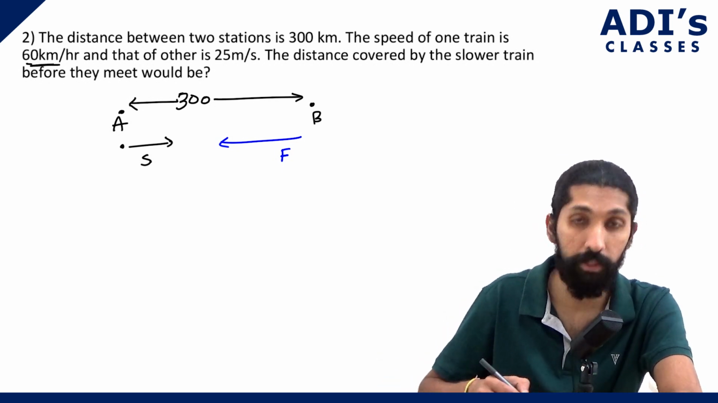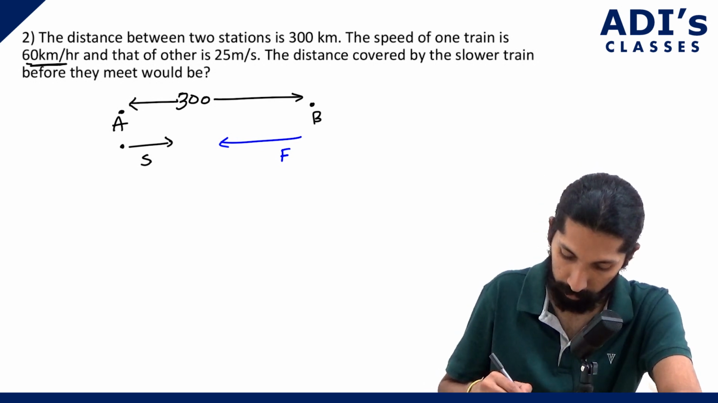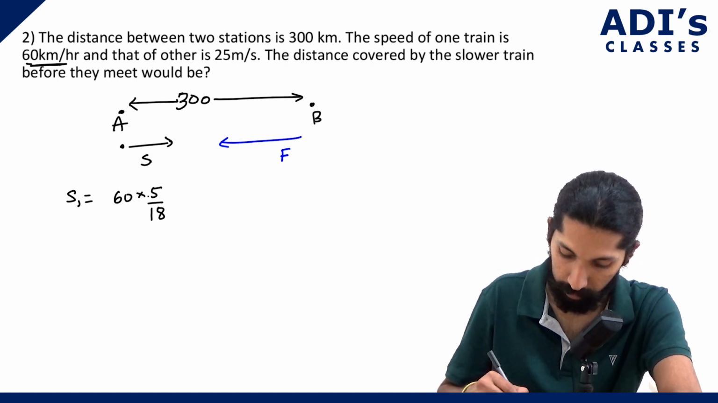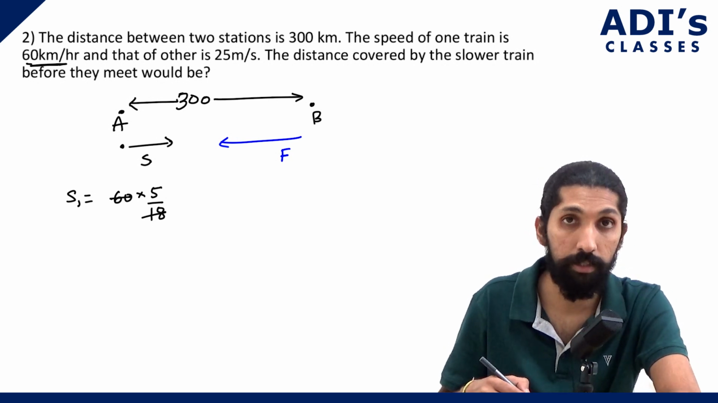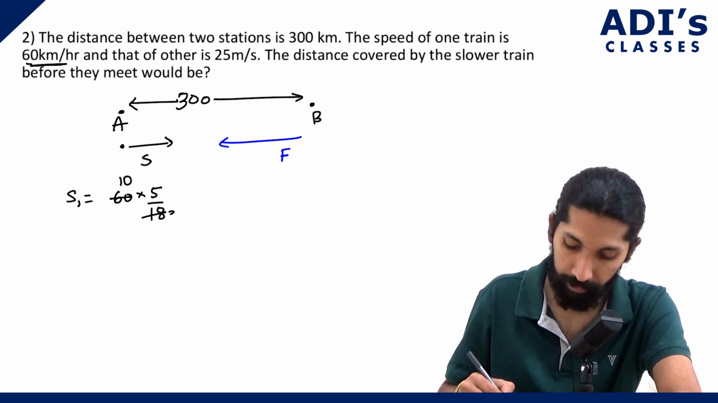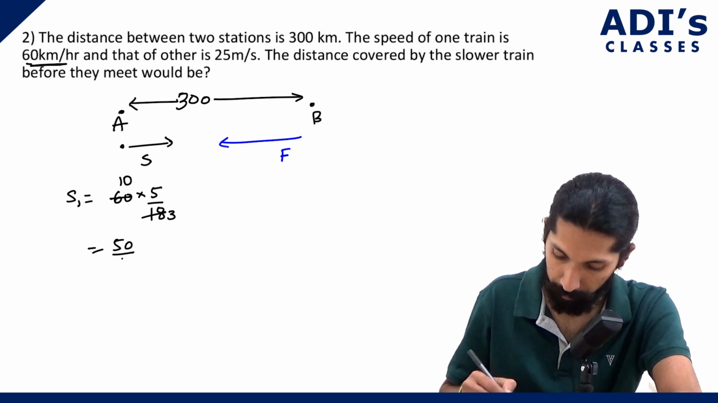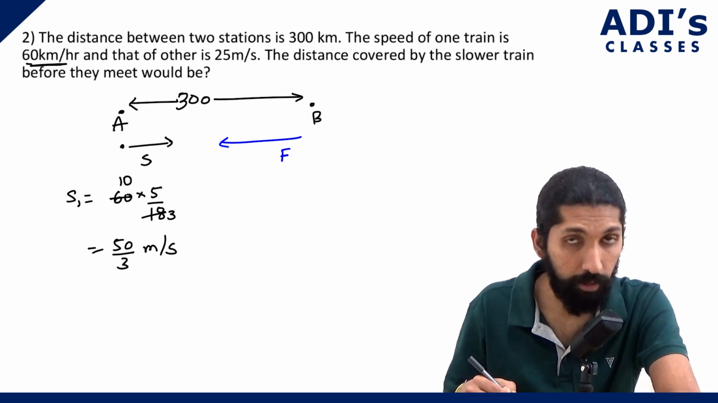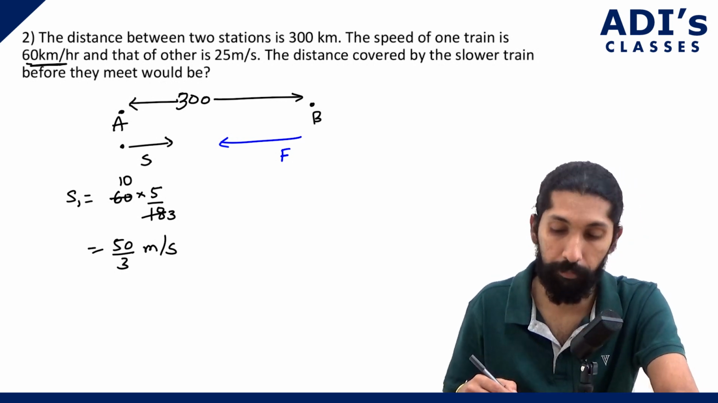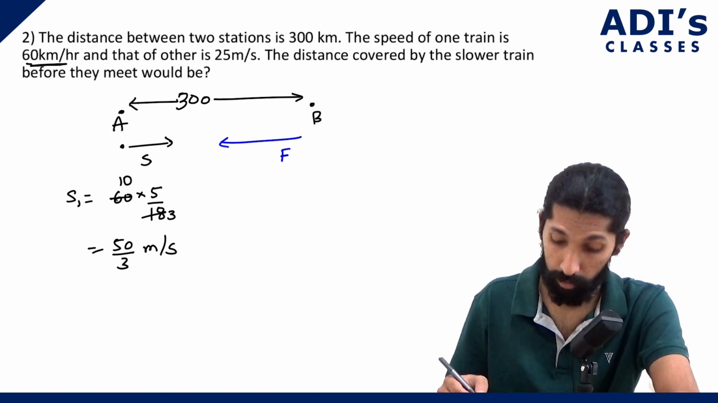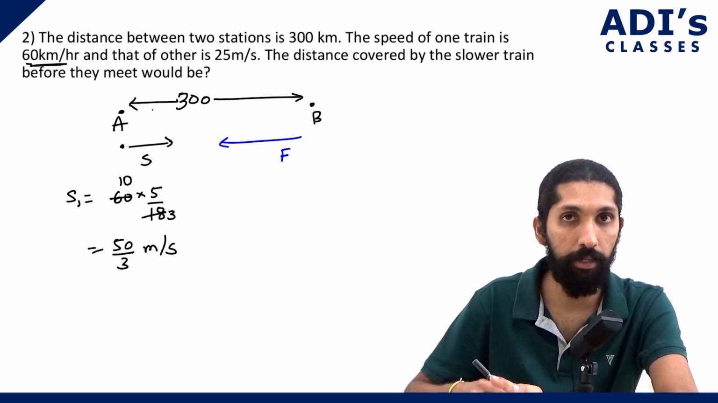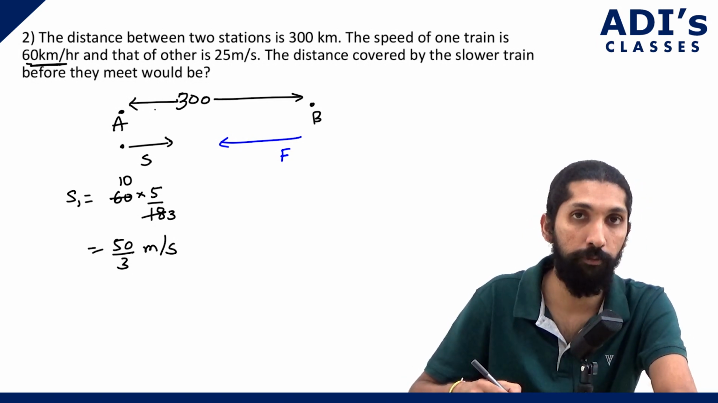Now, 60 kilometer per hour. So we'll call it S1, 60 into 5 divided by 18. All right. So we can take it in terms of 6, 10 times, 3 times, 50 by 3 meter per second. So the slower train is going at 60 kilometer per hour. Fair enough. You can either do it this way, or you can convert the 25 meter per second to kilometer per hour, which would be a better option if you ask me.